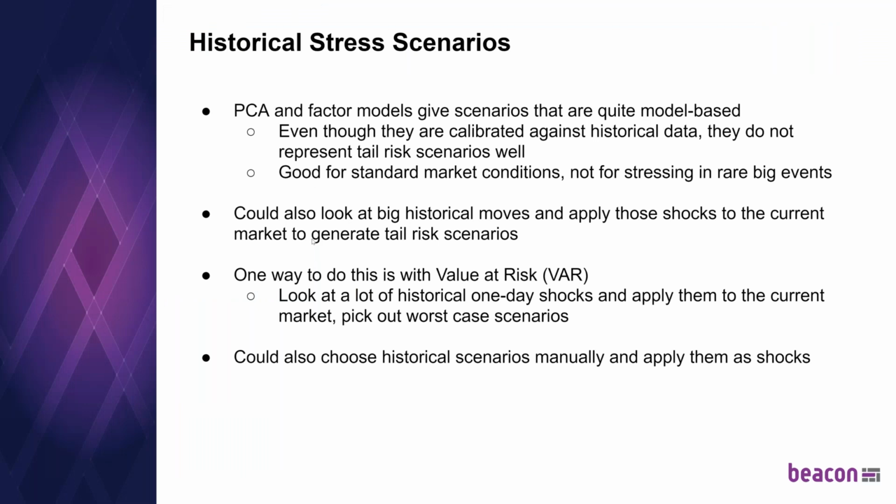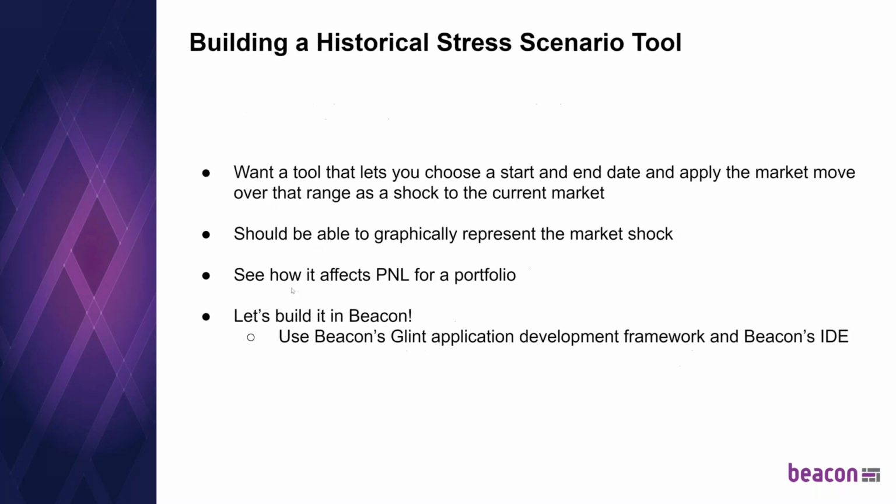Another way to look at tail risk is to pick out like particularly interesting big historical moves and apply those to the current portfolio and see what would happen if a similar move occurred today. So let's figure out how we might actually implement this kind of historical scenario analysis in Beacon. What we want is a tool that lets you choose a window for your historical move, like a start and end date, then picks out the curve shock that happened over that range, and then applies that shock to the current market and figures out how much you make or lose.